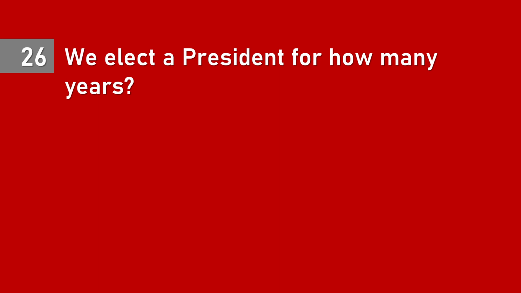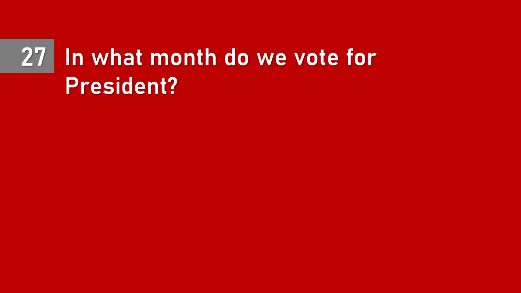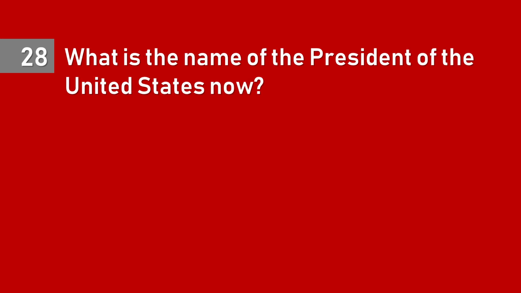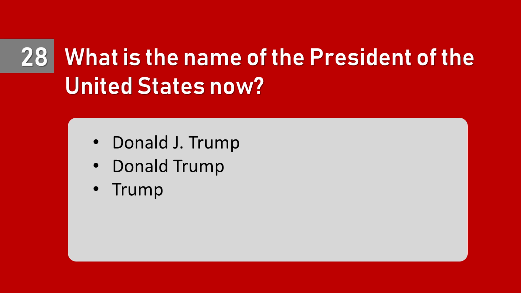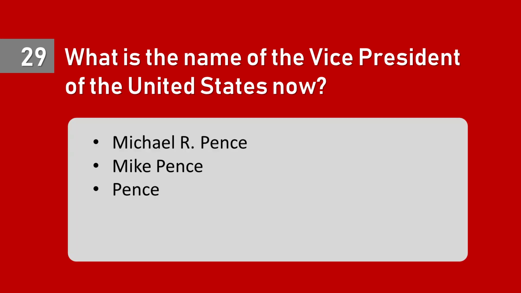Question 26. We elect a president for how many years? 4. Question 27. In what month do we vote for president? November. Question 28. What is the name of the President of the United States now? Donald J. Trump. Donald Trump. Trump. Question 29. What is the name of the Vice President of the United States now? Michael R. Pence. Mike Pence.